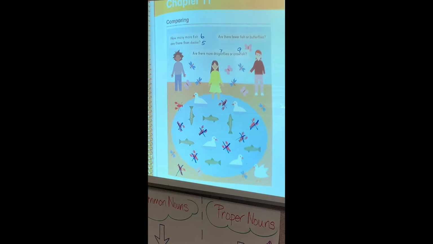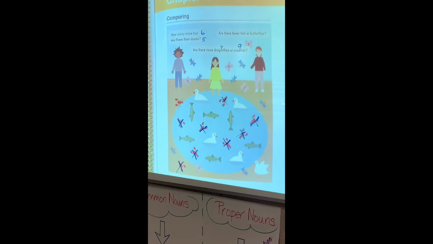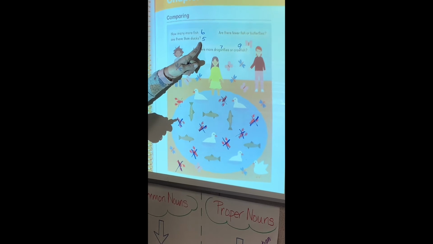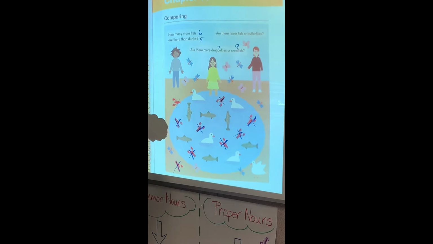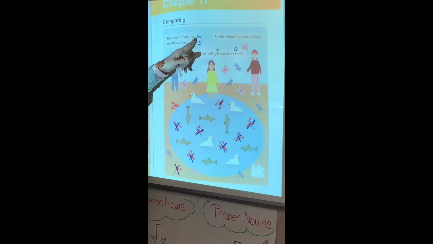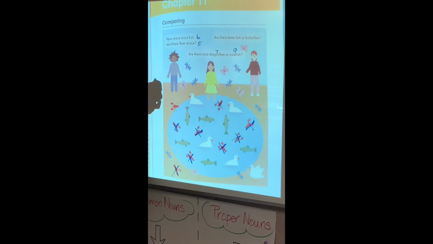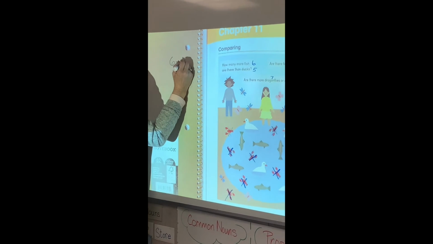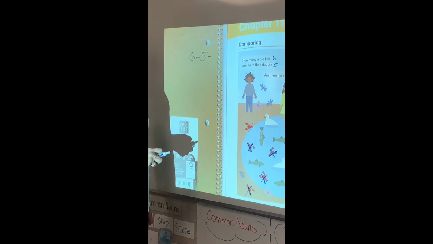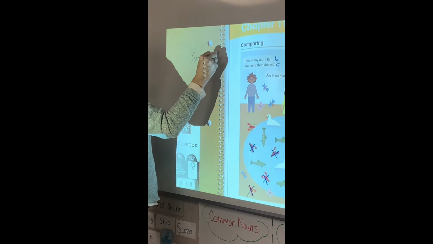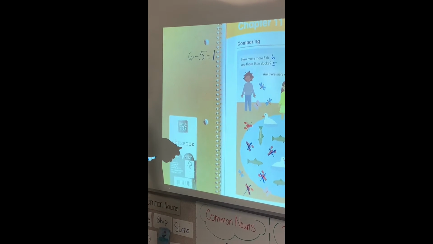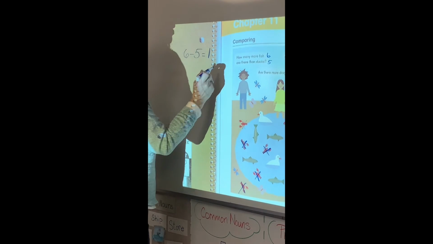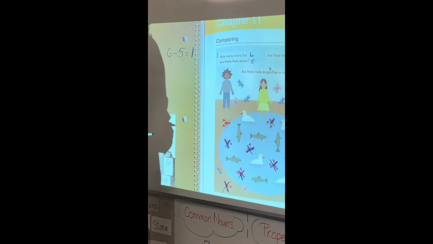So let's see, how many more fish are there than ducks? Well, we have 6 fish and we have 5 ducks. Which one is the bigger number? The number of fish, isn't it? So we're going to take 6 and we're going to minus the number of ducks, and that's going to give us how many more fish there are than ducks. And that answer we know already because we know our facts: 6 minus 5 equals 1. So there's 1 more fish than there are ducks.